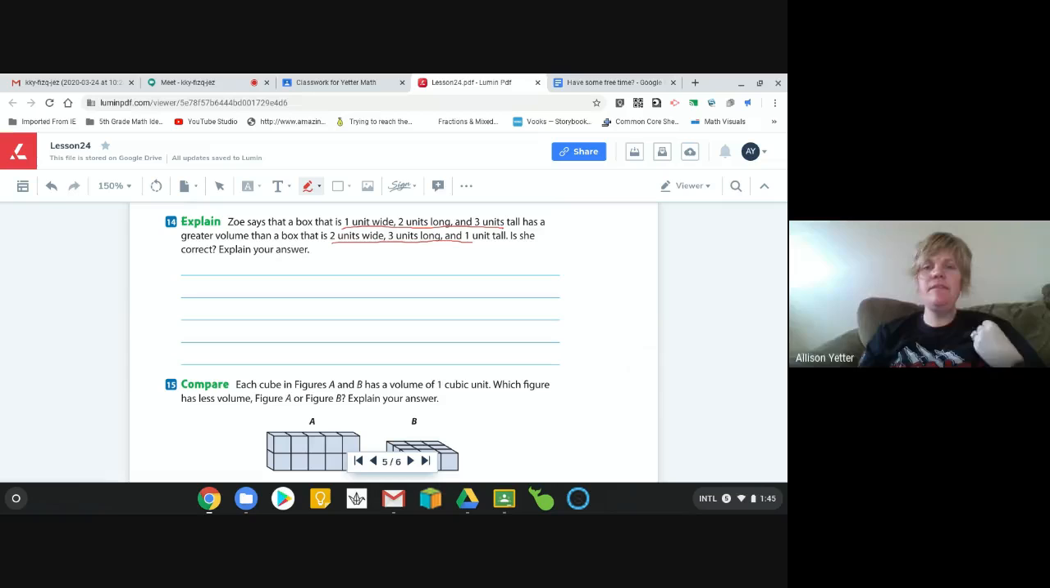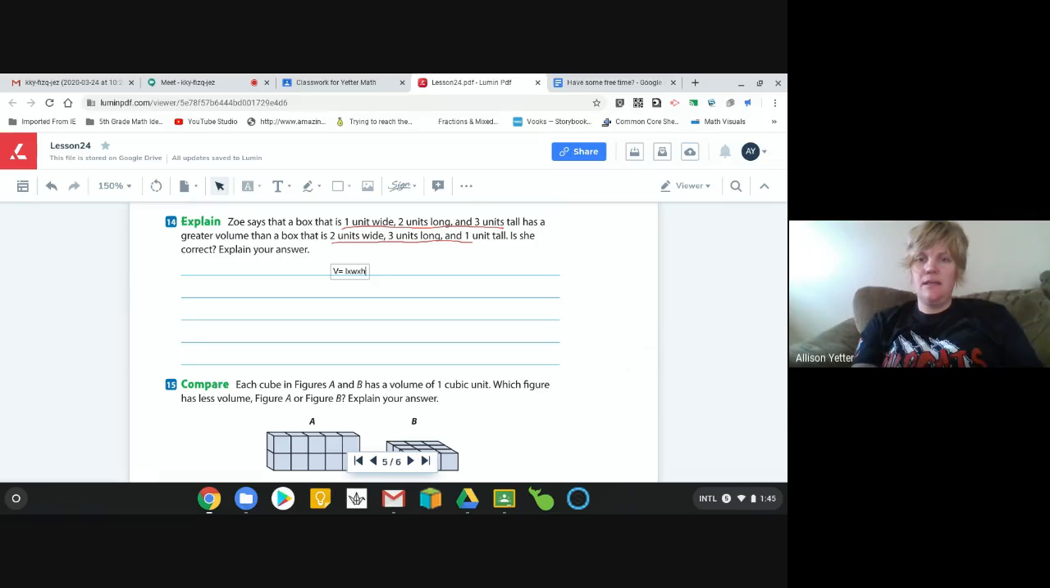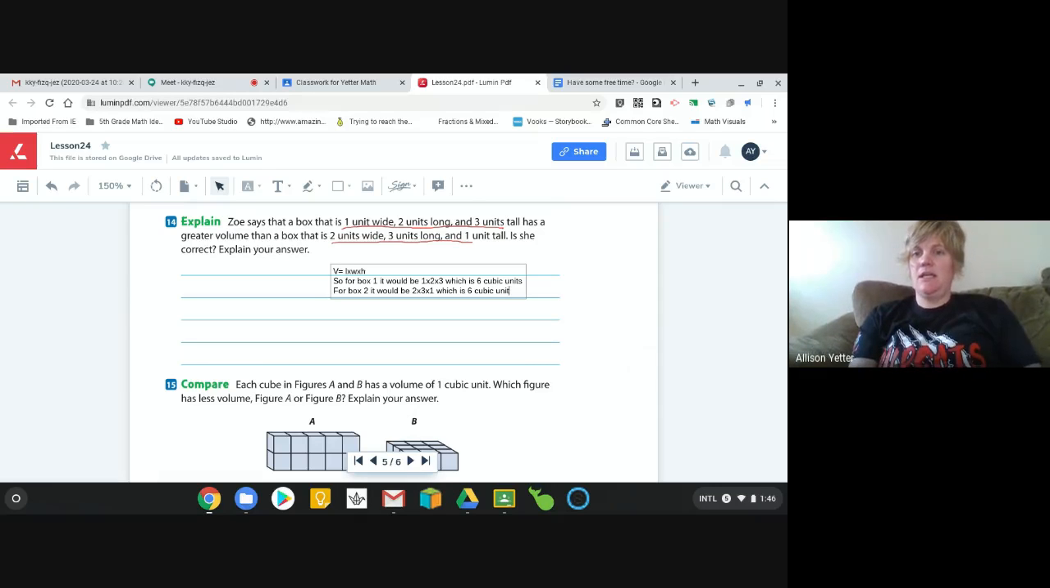Okay. So for me solving this, again, the first thing I'm going to say is that volume equals length times width times height. So for box 1, it would be 1 times 2 times 3, which is 6 cubic units. For box 2, it would be 2 times 3 times 1, which is 6 cubic units.